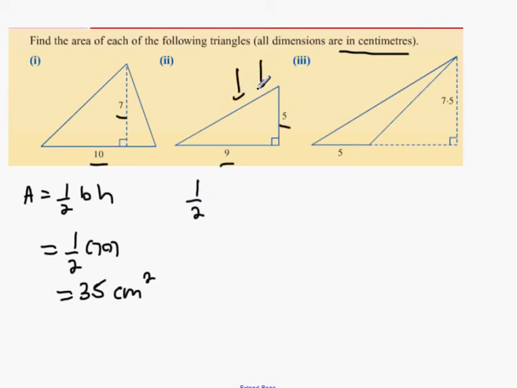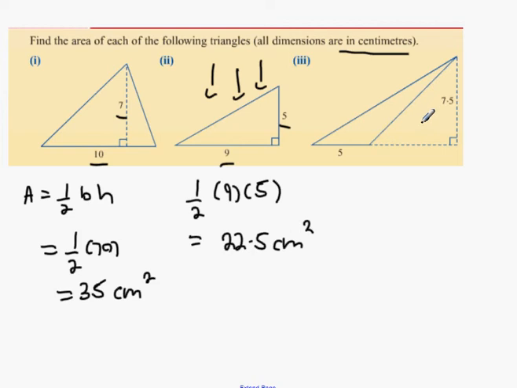This one here, it doesn't matter, I think you can get it right though. Half 9 multiplied by... Base is this part here, the height is 5. A half 9 times 5. Just put it in the calculator and you get 22.5. Half of 45. Okay?